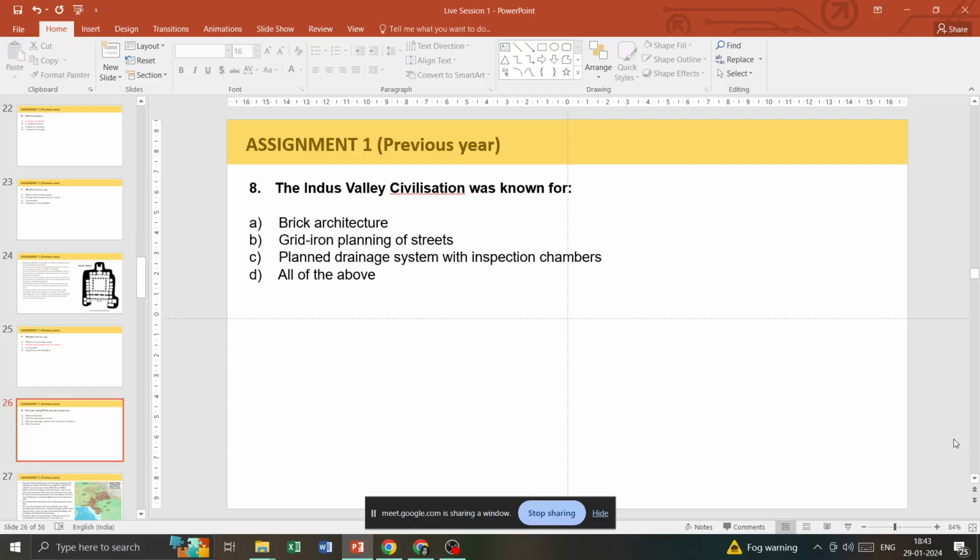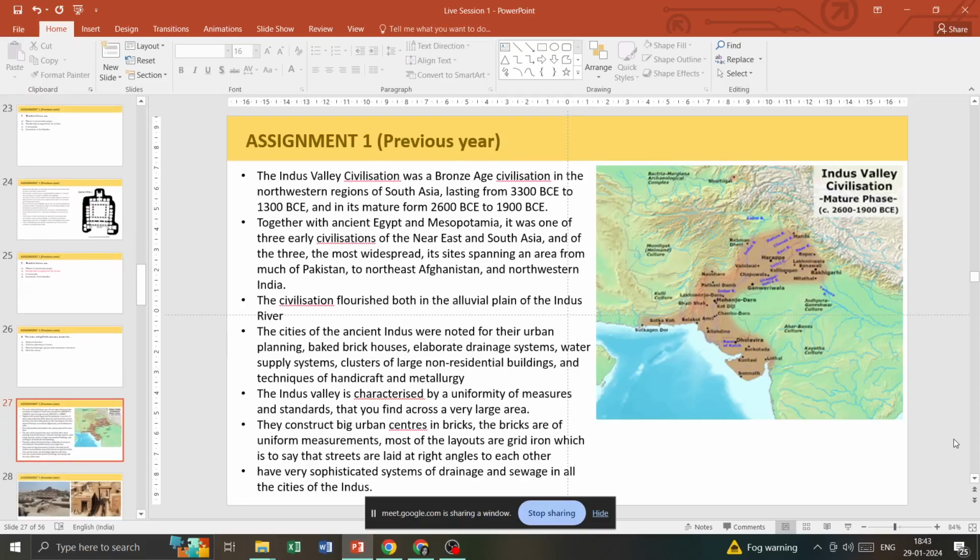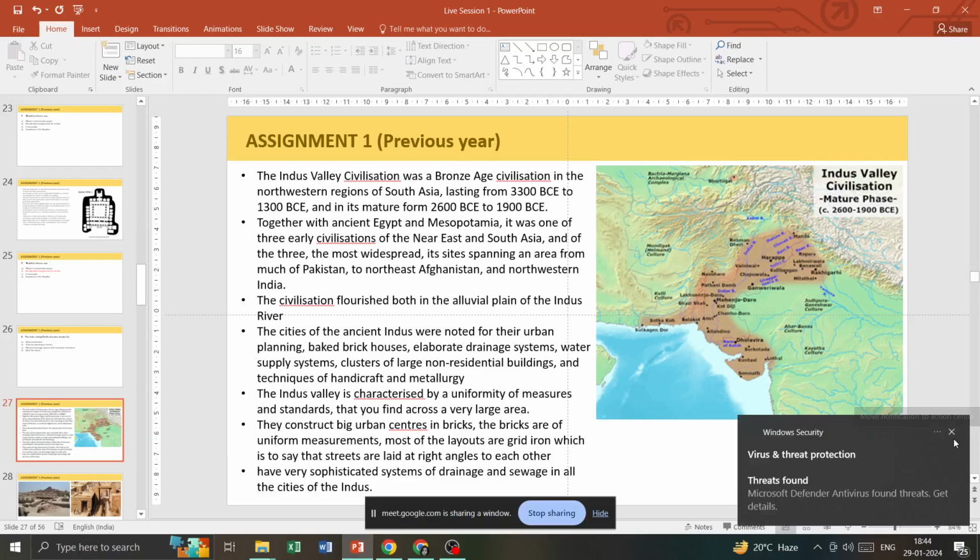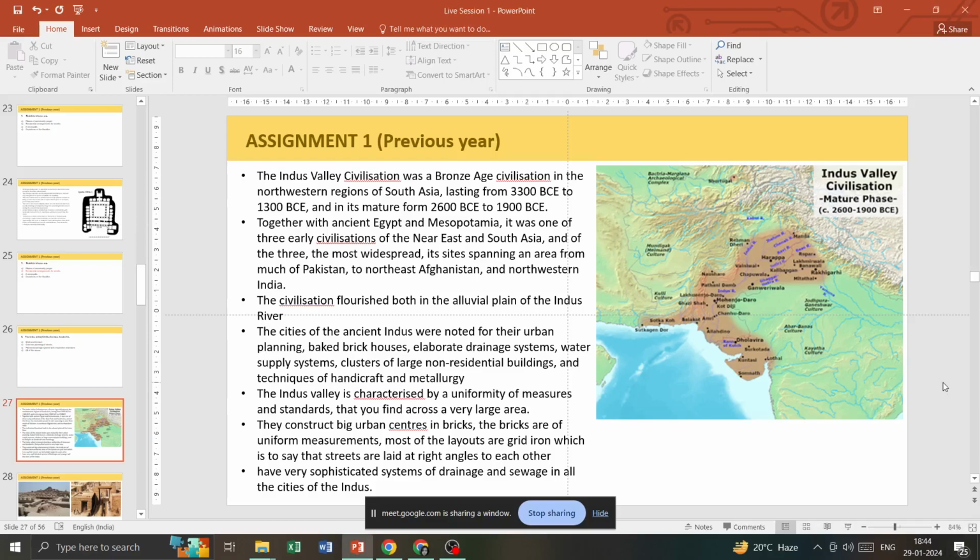The Indus Valley civilization was known for brick architecture, gridiron planning of streets, planned drainage system with inspection chambers, all of the above. So talking about Indus Valley civilization, in the map you can see the extent of the brown is where the Indus Valley civilization expanded from. Indus Valley civilization was a Bronze Age civilization in the northwestern region of South Asia, lasting from 3300 BCE to 1300 BCE, and in its mature form from 2600 BCE to 1900 BCE.